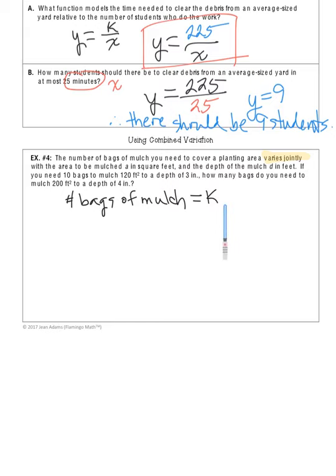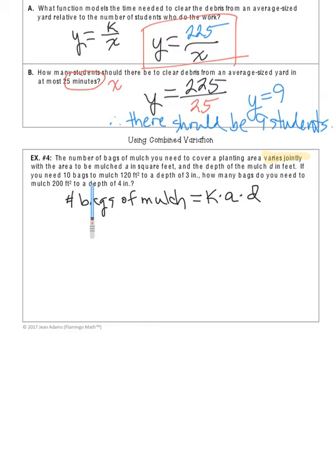And then directly across from that, it's going to be more than one thing being multiplied together. So let's see what follows varies jointly. With the area to be mulched, A in square feet, and the depth of the mulch, D in feet. So this is going to be A times D, depth. I'm only using A and D because they physically gave that to me as a variable. Now I'm probably going to make number of bags of mulch be B, since we haven't used that one yet.